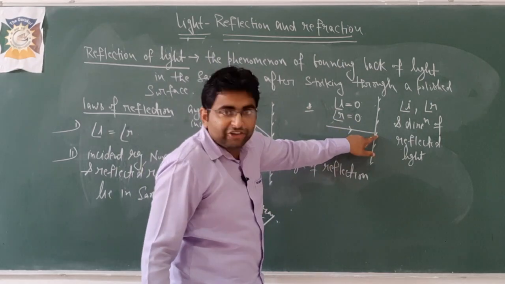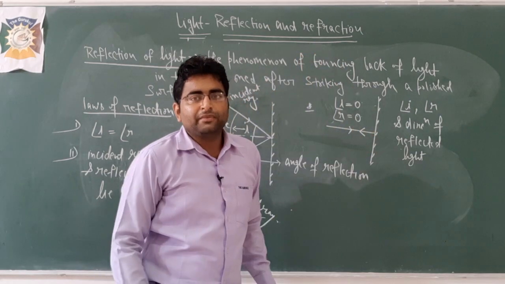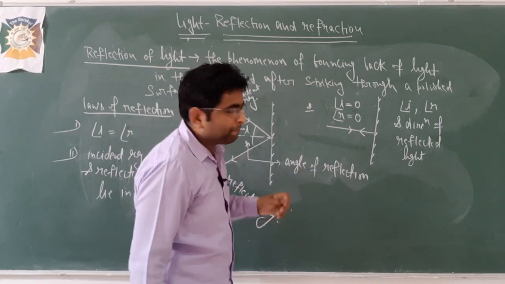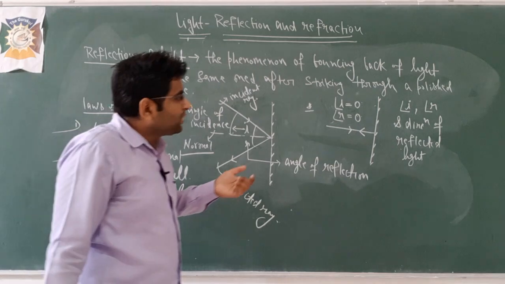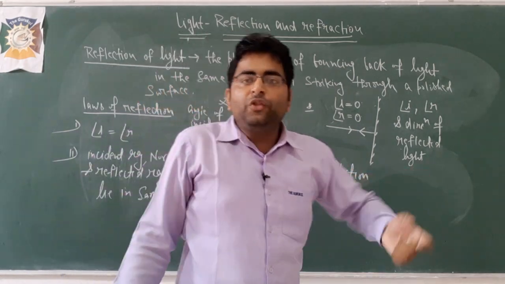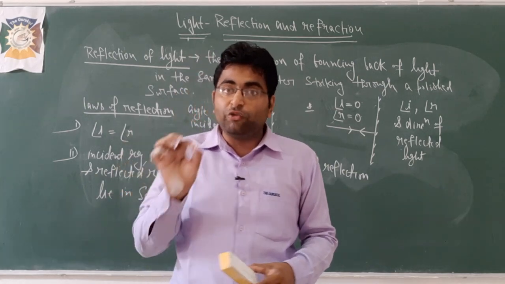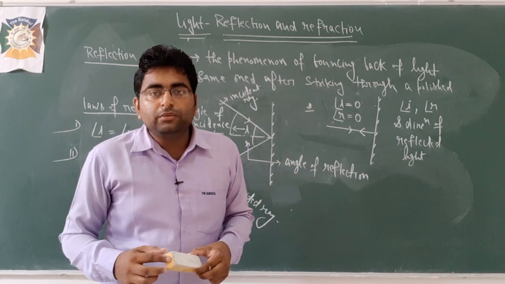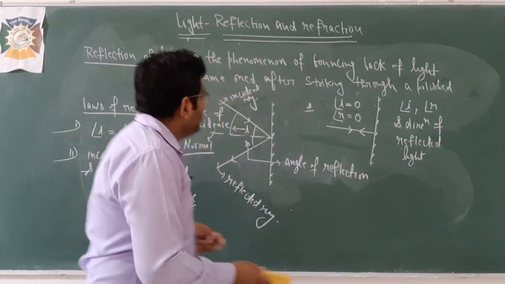So after reflection, the light ray will retrace its path. It will move back. Clear? Okay. So beta, it is all about the concept of reflection of light. Now beta, we will study the plane mirror and the properties of images formed by a plane mirror. A plane mirror is generally what you use at your homes. Clear? Okay.